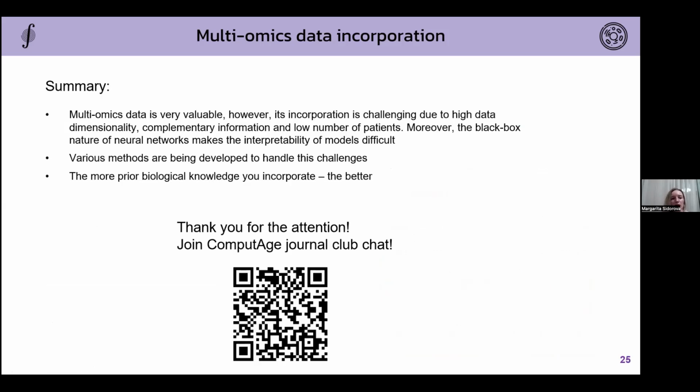Well, so the summary is that our multi-omics data is very valuable, but its incorporation is challenging due to high data dimensionality, complementary information, and low number of patients. Moreover, the interpretability of deep learning models is difficult because of the black box nature of neural networks. So various deep learning methods are being developed to handle these challenges. But the most beautiful are the biological methods where prior biological knowledge is incorporated. And the rule is: the more biological knowledge you incorporate, the better your model is.